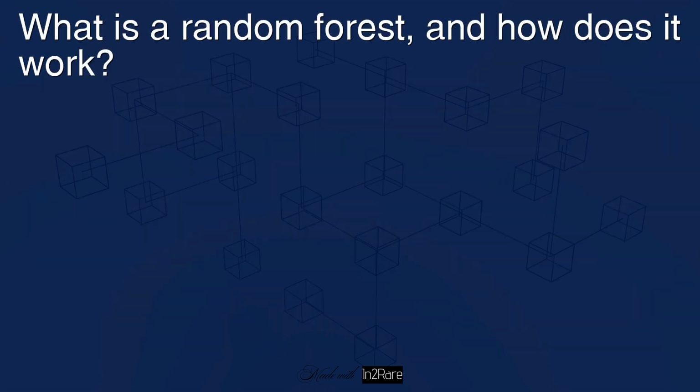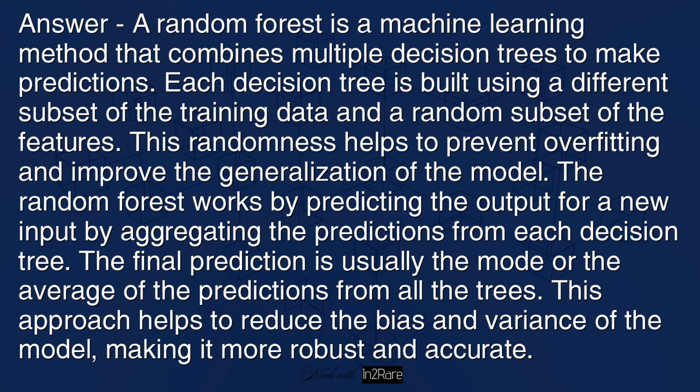What is a random forest and how does it work? Answer: a random forest is a machine learning method that combines multiple decision trees to make predictions. Each decision tree is built using a different subset of the training data and a random subset of the features. This randomness helps to prevent overfitting and improve the generalization of the model.